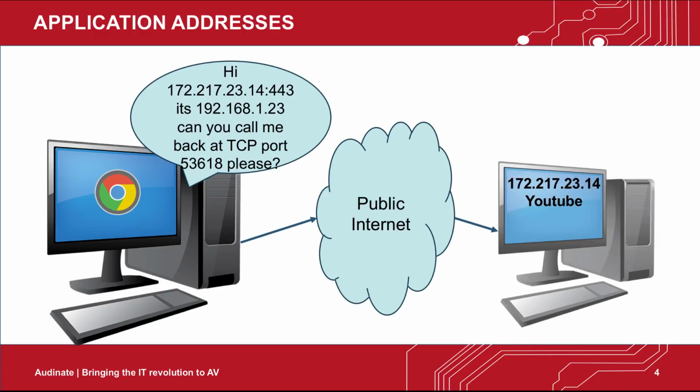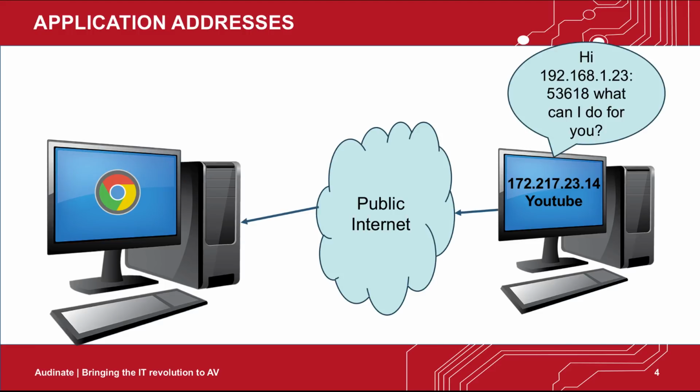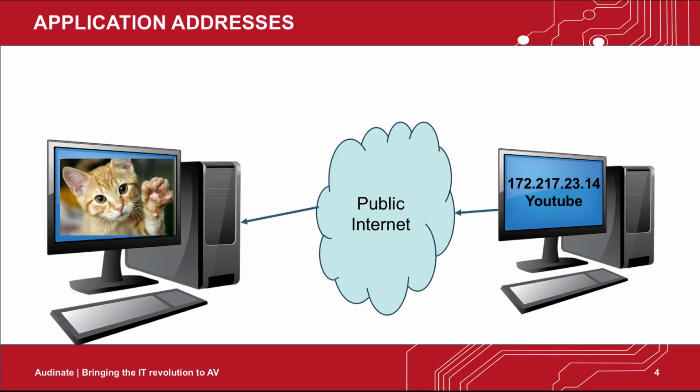The message goes out to YouTube. The message reaches YouTube on its IP address. YouTube now responds asking what the browser needs. Now the browser replies, cat videos please. There, the browser window now gets populated with cat videos. This is what happens behind the scenes every time you run an application on your computer.